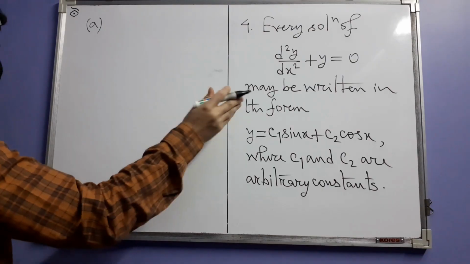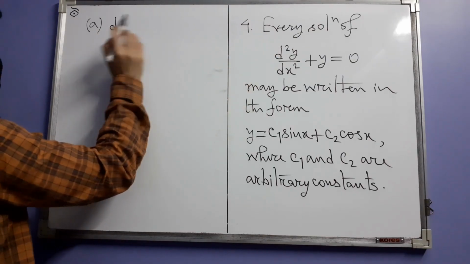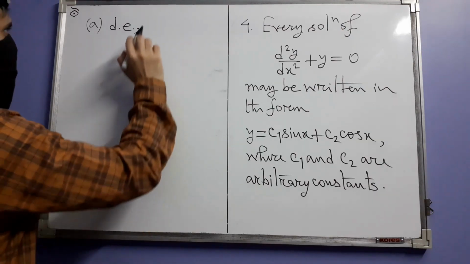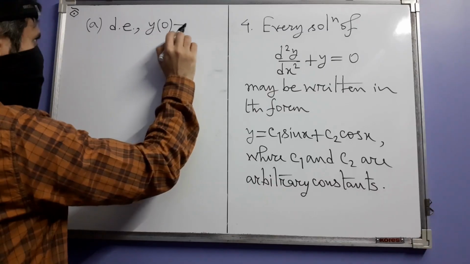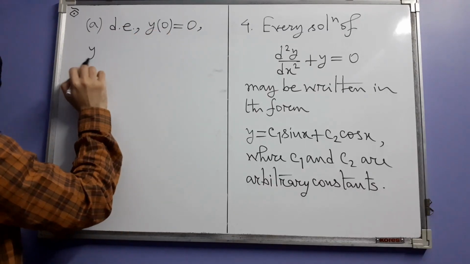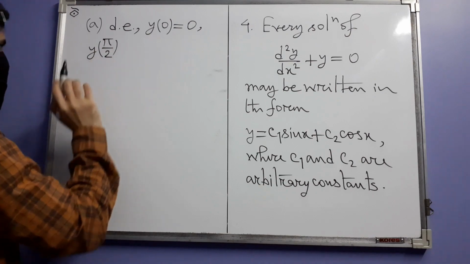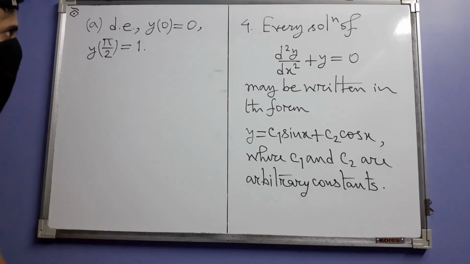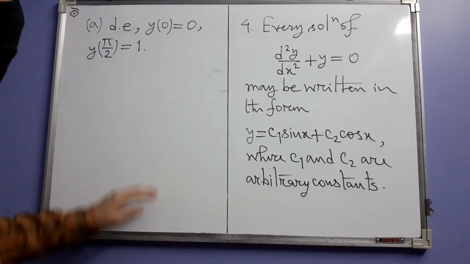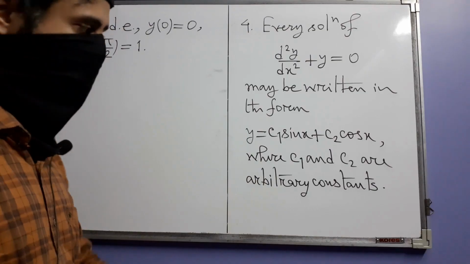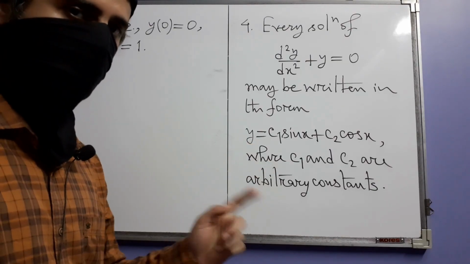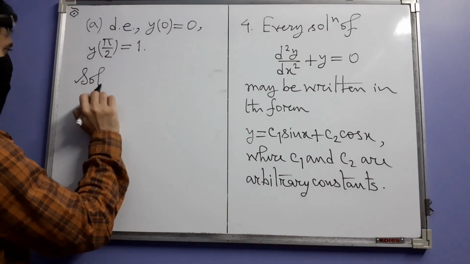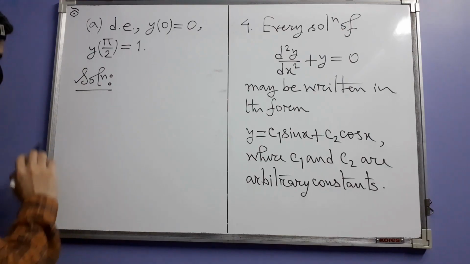So the first one is the differential equation. Same differential equation, so I just simply write dE. And the boundary conditions are y of 0 equal to 0 and y of pi divided by 2 is equal to 1. Okay. So let's use these supplementary conditions and create 2 equations involving C1 and C2, and then we can solve them. So we will see parts B and C afterwards. Let's first solve this.